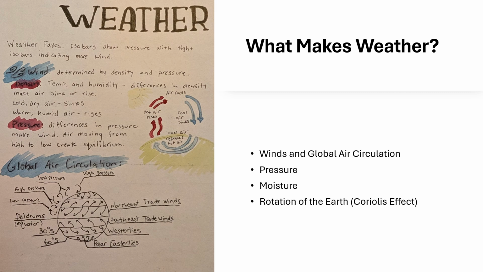So what makes the weather? The very basics are that wind, pressure, moisture, and the Coriolis effect make the Earth's weather possible. As the Earth rotates, wind is created by differences in density and pressure along the Earth's surface. Density, in terms of weather, is a calculation of temperature and humidity present in the air. So the density of the air determines whether it sinks or rises. Hot, humid air rises, while cool, dry air sinks.